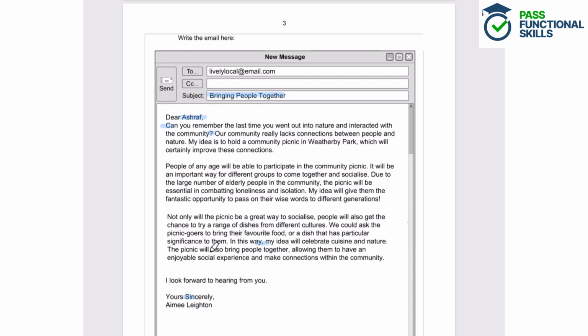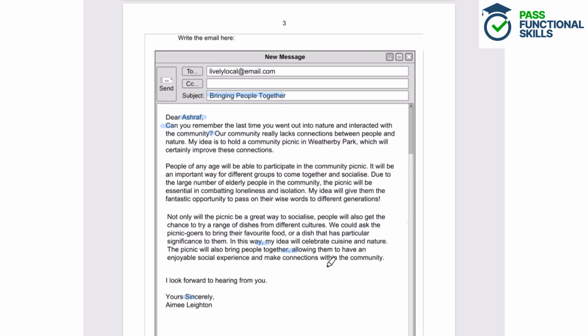And then we have another comma here. "The picnic will also bring people together." And then we have a comma to give a little bit of breathing space before we move on to another idea that is connected to this previous one. "So this will allow them to have an enjoyable social experience." So make sure that you're trying to use commas in your answer to extend your sentences and add other ideas.